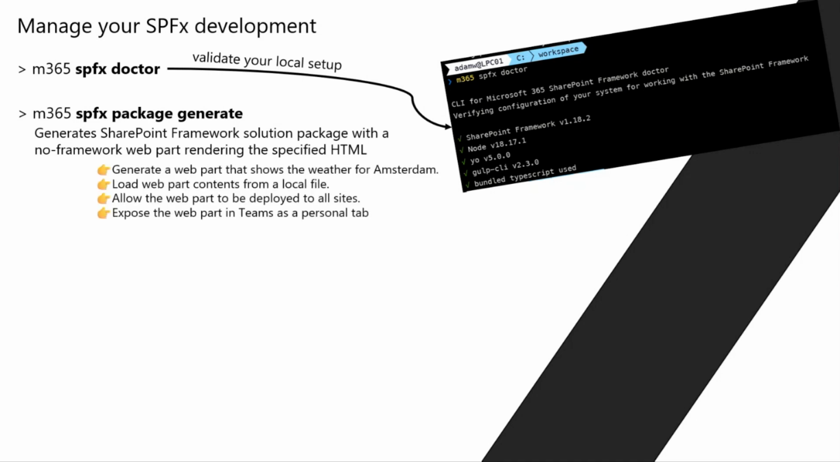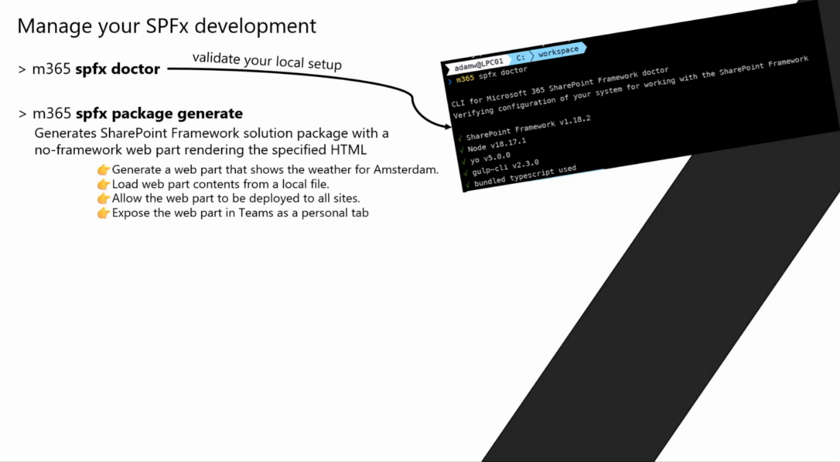So let's say we have a scenario where we need to create a web part that, of course, shows the weather in Amsterdam, as always. We need it to be allowed to be a tenant-wide deployed package, and also allow it to be exposed in Teams as a personal app.